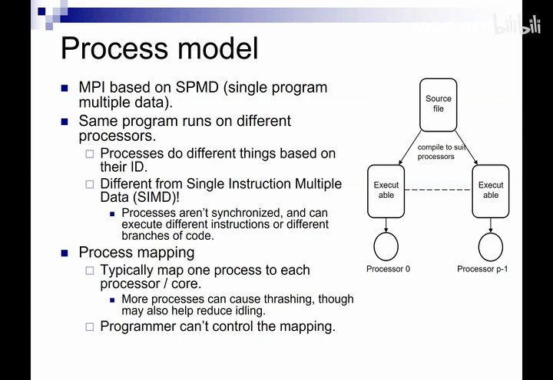There's also this issue of how you map processes to processors. This is something that we talked about a few lectures ago. In MPI, the programmer doesn't really have any control over which processes get mapped to which processors.